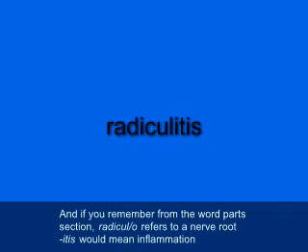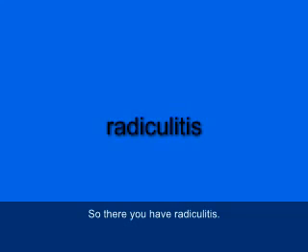And then finally, we have a term that refers to the inflammation of the root of a spinal nerve that can cause pain and numbness radiating down an affected limb. And this term is radiculitis. Radiculitis. And if you remember from the word parts section, radiculo refers to a nerve root. Itis would mean inflammation. So there you have radiculitis.